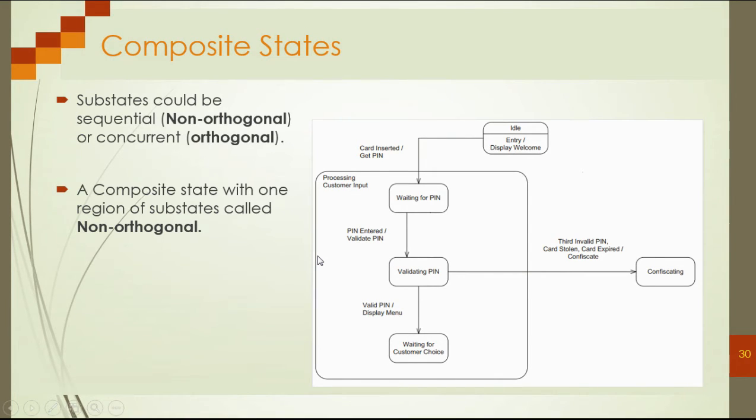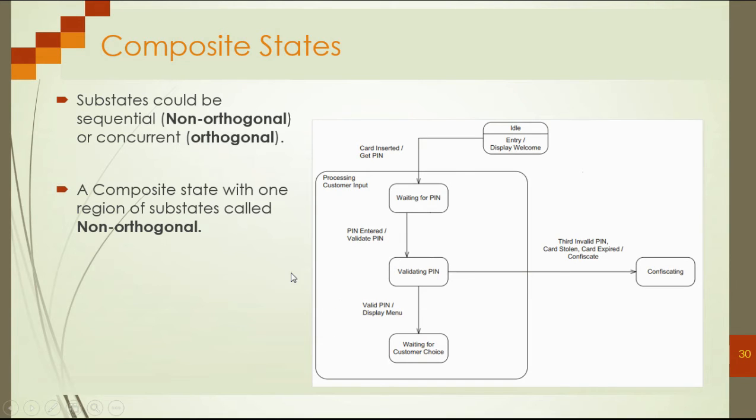Sometimes we can have more than one region. In the first one, the composite contains only one region, like this example. In this case, we call it a non-orthogonal state chart, because the composite here has only one region. Sometimes the process is divided or partitioned into two regions.